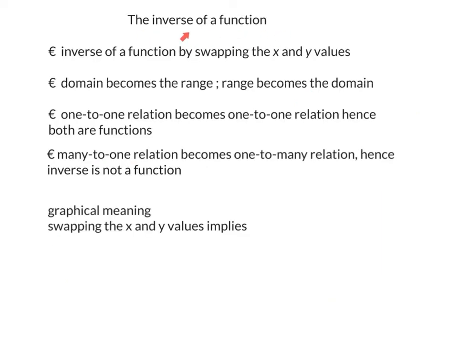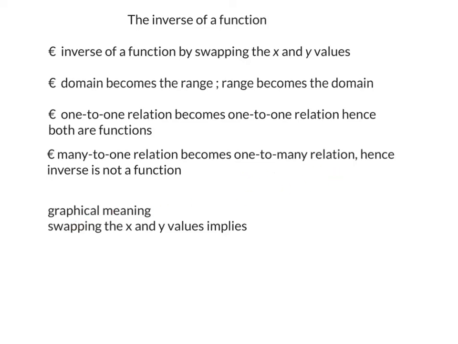Now, some important properties of the inverse of a function. Inverse of a function is obtained by swapping the x and y values. Point number 2, domain becomes range and range becomes domain. A one-to-one relation becomes a one-to-one relation, hence both the function and its inverse are functions. A many-to-one relation becomes one-to-many, hence the inverse of the function is not a function. Many-to-one is a function, but the inverse is not a function because it becomes a one-to-many relation.